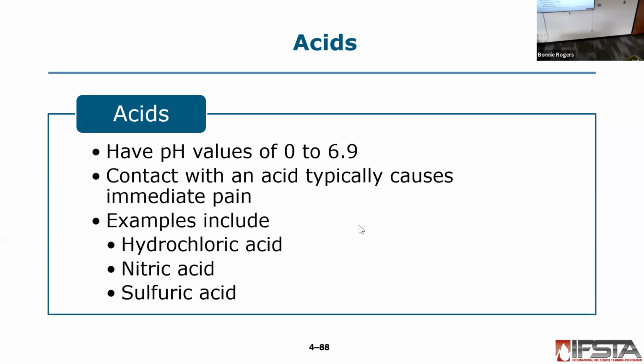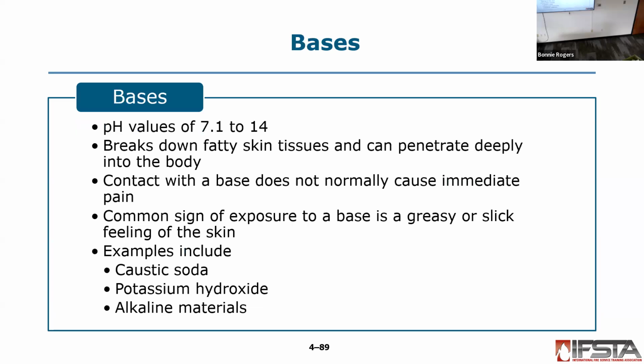Acids are usually called acid. So we've got hydrochloric acid, nitric acid, sulfuric acid. You guys ever gotten acid on yourselves? Hurts, right? A base, we talked about, has a pH of 7.1 to 14. It breaks down the fatty tissues, and that's called saponification, which is also a term for making soap. Pretty gross. You might not know it right away, so it might take a little bit, and then if you're starting to get slick or greasy, or you have a patient with that, their tissues are being broken down.